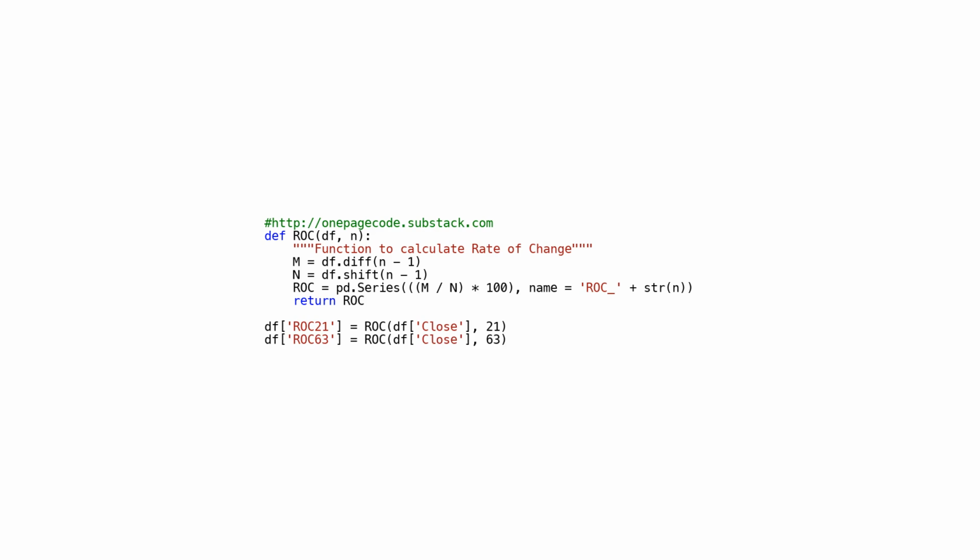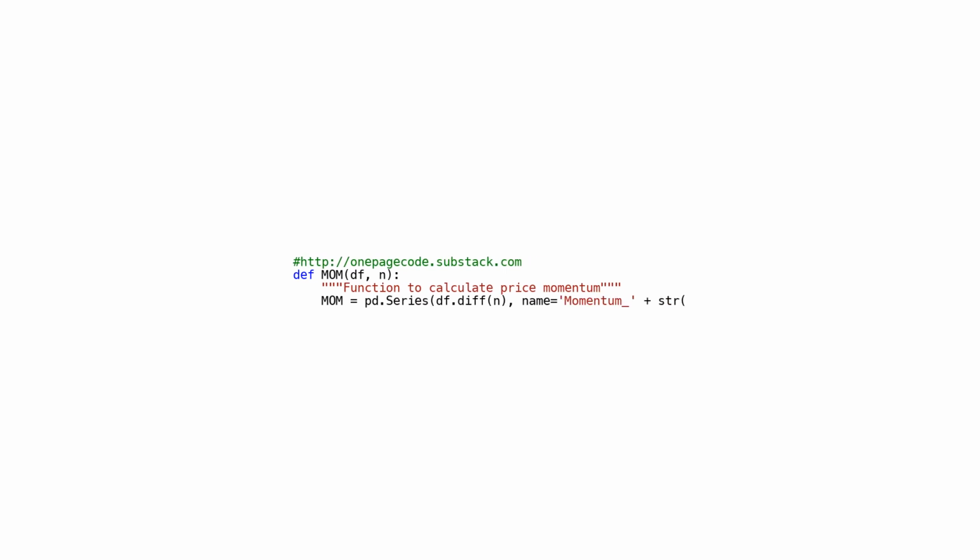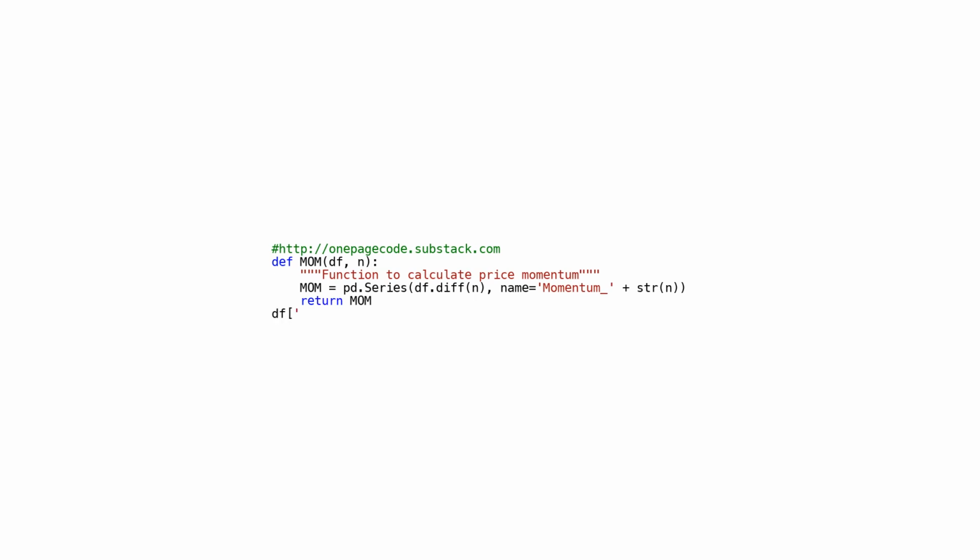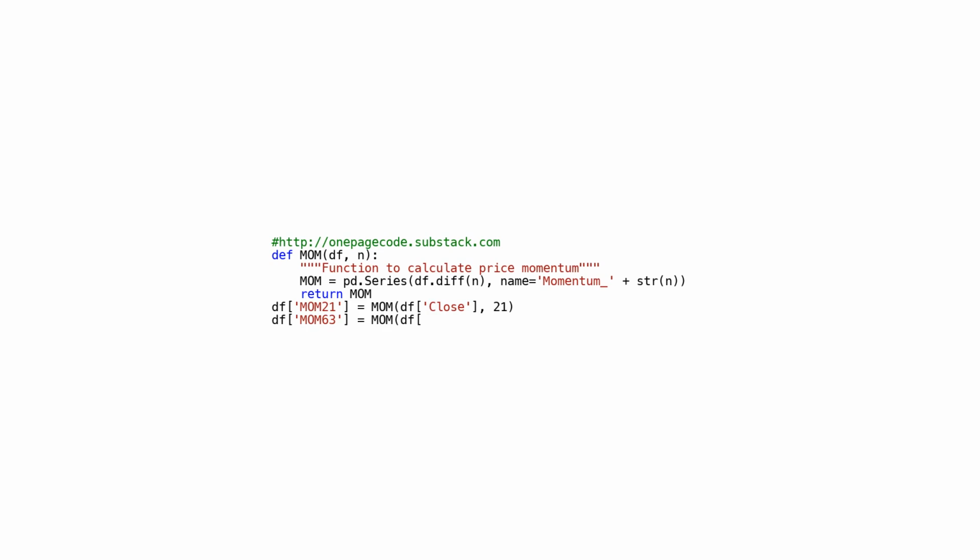Using this code, you can calculate the price momentum for a given data frame df over a given period, using a function called mom that takes 2 parameters, df and n. By comparing the data frame to the data from n periods ago, the function creates a new series called momentum. In the end, it returns the resulting series. After calculating the price momentum over 21 and 63 periods for the close column of the data frame, the code adds these new series as mom21 and mom63 to the original data frame.